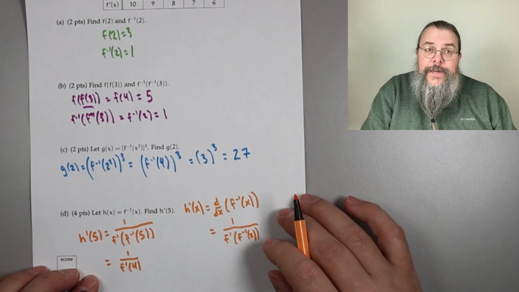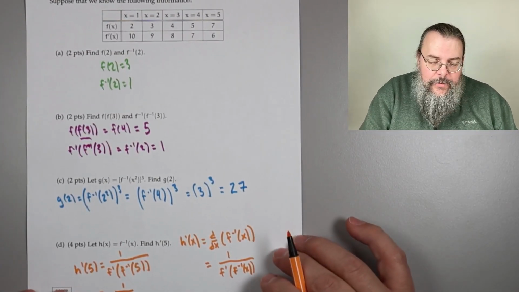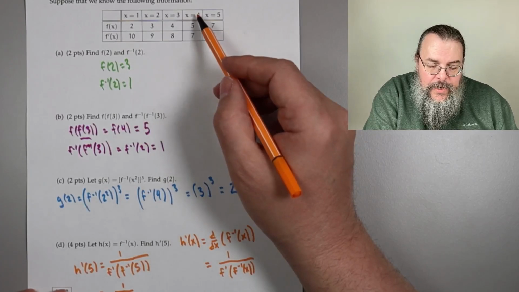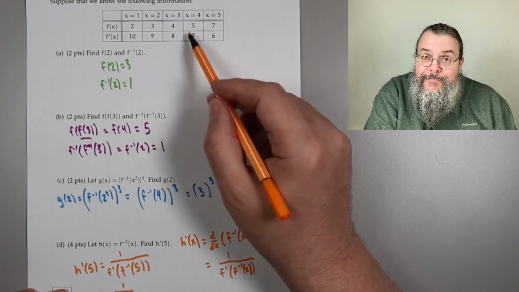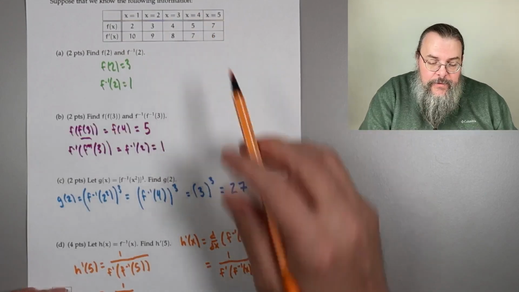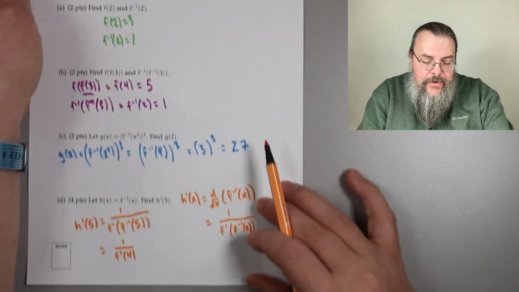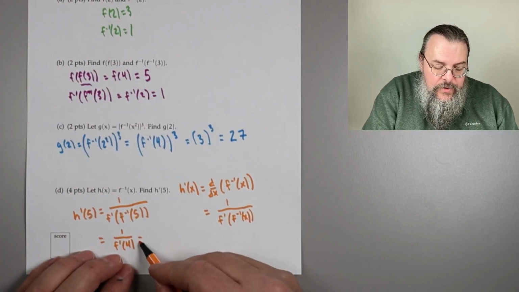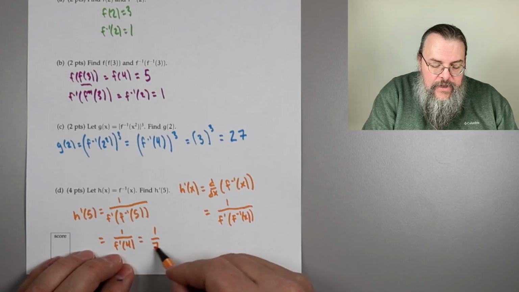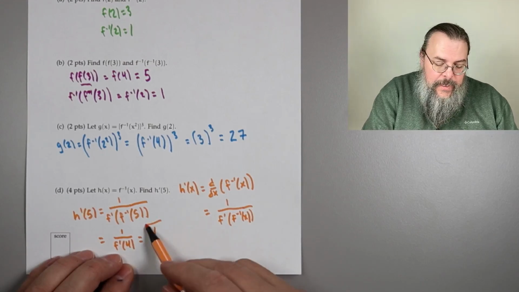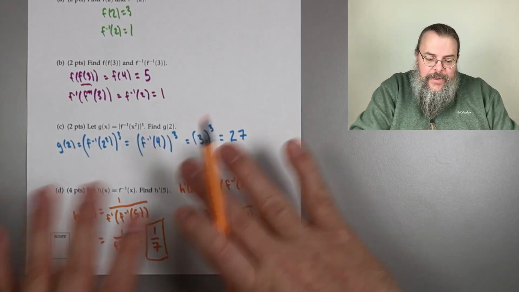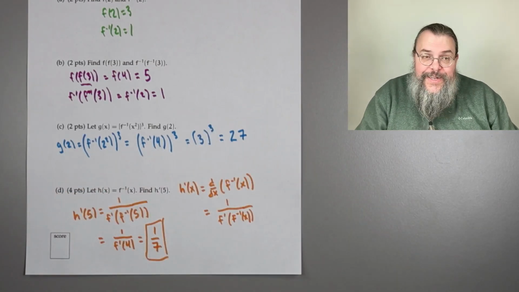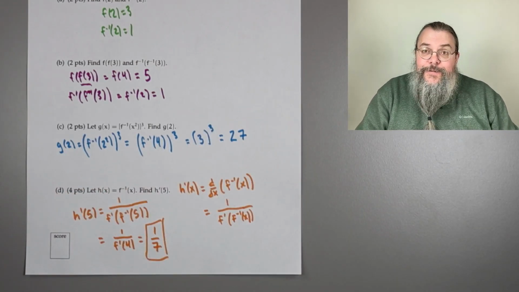So this is equal to 1 over f prime of 4. Okay, now we go back to our table. Well, we know 4. What is f prime of 4? Well, it's 7, right? Because we can read our table. F prime of 4 is 7. So this becomes equal to 1 over 7. And I'll put a box on this one just because we did a little bit more work, but there's the idea. And that's it. We're done.